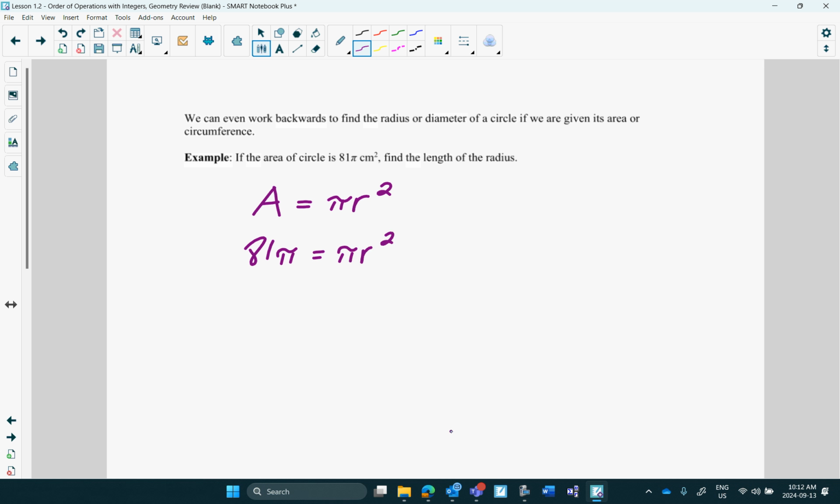So 81 pi must be pi r squared. Well, pi equals pi, right? So doesn't 81 have to be r squared? 81 has to be the radius squared. So if 81 is the radius squared, what's the radius? What times itself gives you 81? 9. So the radius would be 9 centimeters.